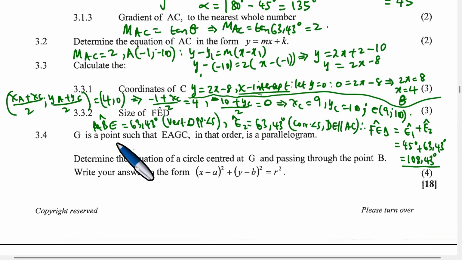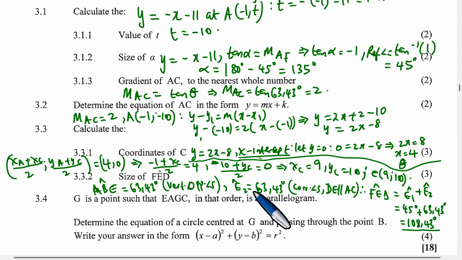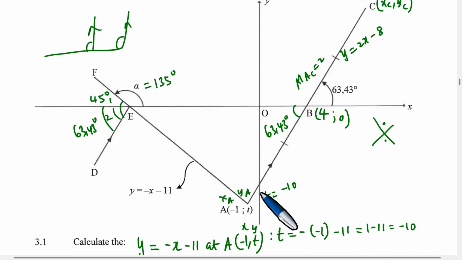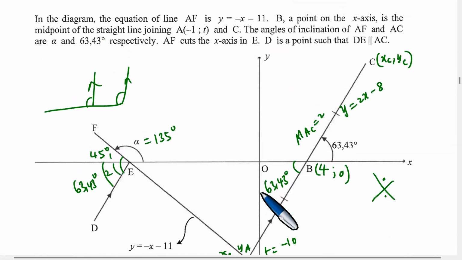Next, the examiner is saying G is a point such that EAGC in that order is a parallelogram. Let's look at that question. G is a point such that EAGC in that order is a parallelogram. Determine the equation of a circle centered at the point G and passing through the point B. Write your answer in that form. So, we have 3.4.